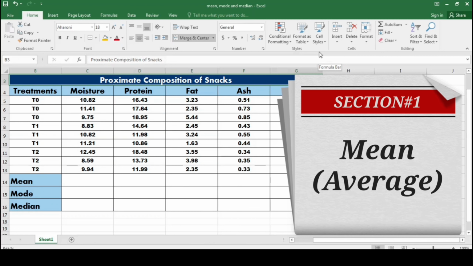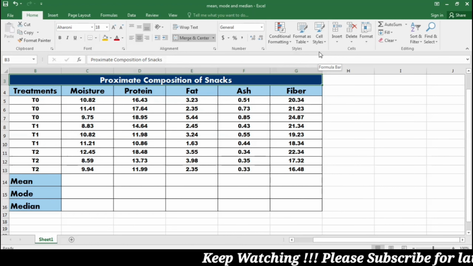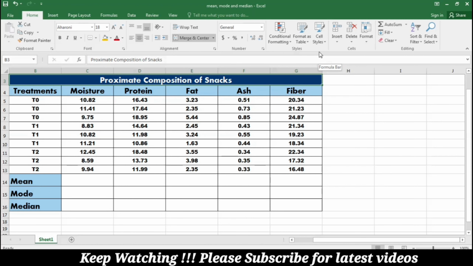Let's begin with the mean. The mean, also known as the average, is a measure of central tendency. It represents the sum of all values in a dataset divided by the total number of values. The mean is often used to understand the typical or average values of a dataset.